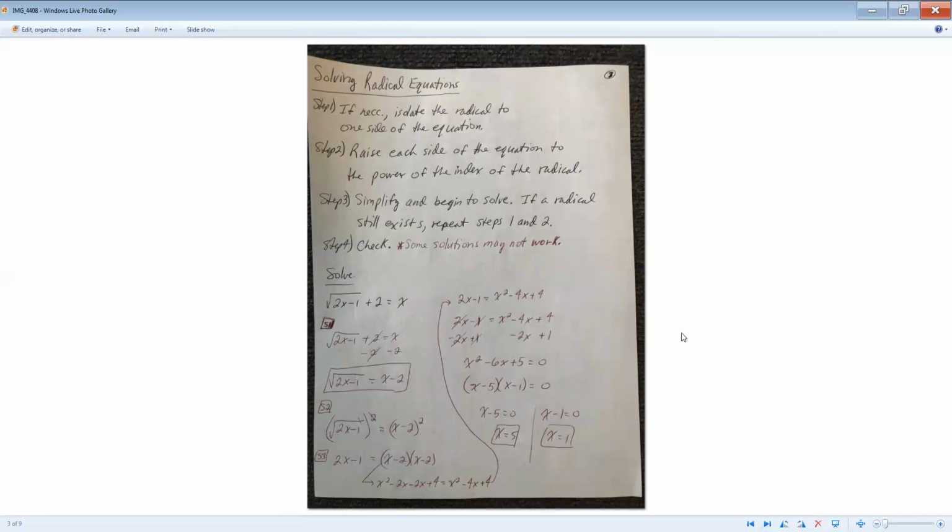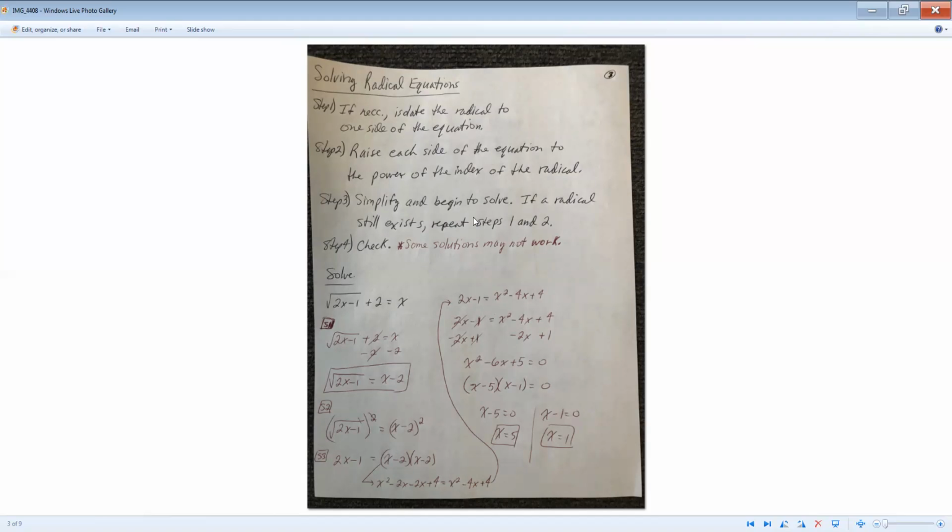Solving radical equations. So if necessary, we're going to isolate the radical to one side of the equation. Then we're going to raise each side of the equation to the power of the index of the radical. So in other words, if we have the square root, then we're going to square both sides. If we have the cube root, we're going to cube both sides. If we have the fourth root, we're going to raise both sides to the power of 4, and so on. Step 3, simplify and solve.